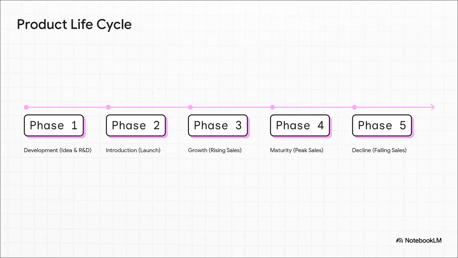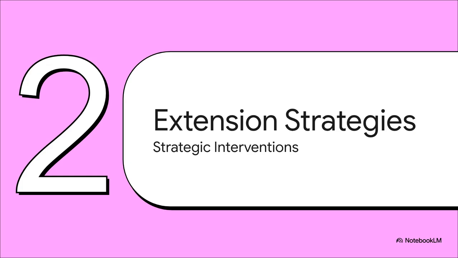Like, think about the heavy cash you're burning during development. That's a huge deal for financial planning. Or how you have to scale up production super fast during the growth phase, which falls right on the shoulders of operations and HR.